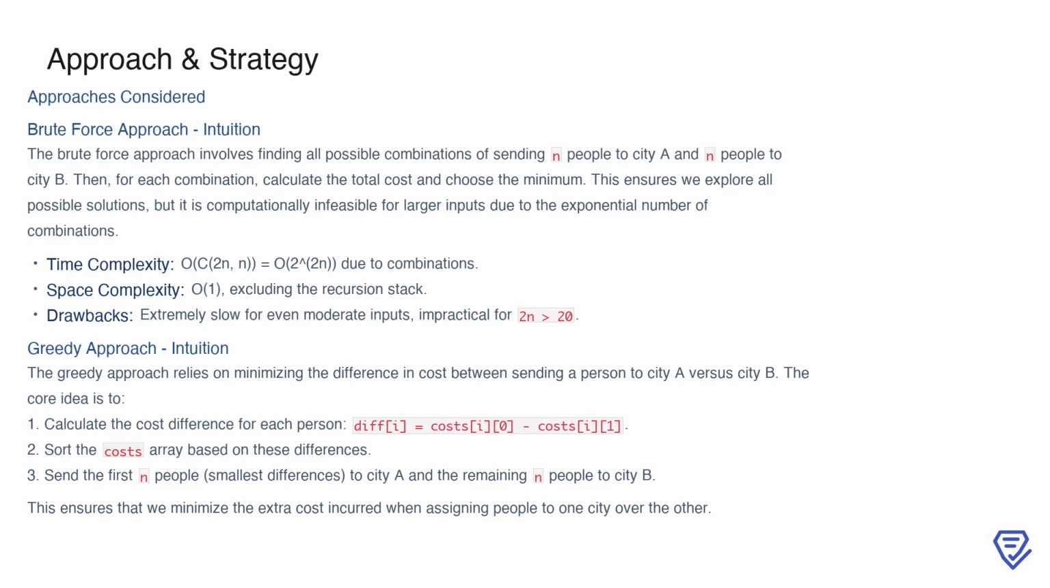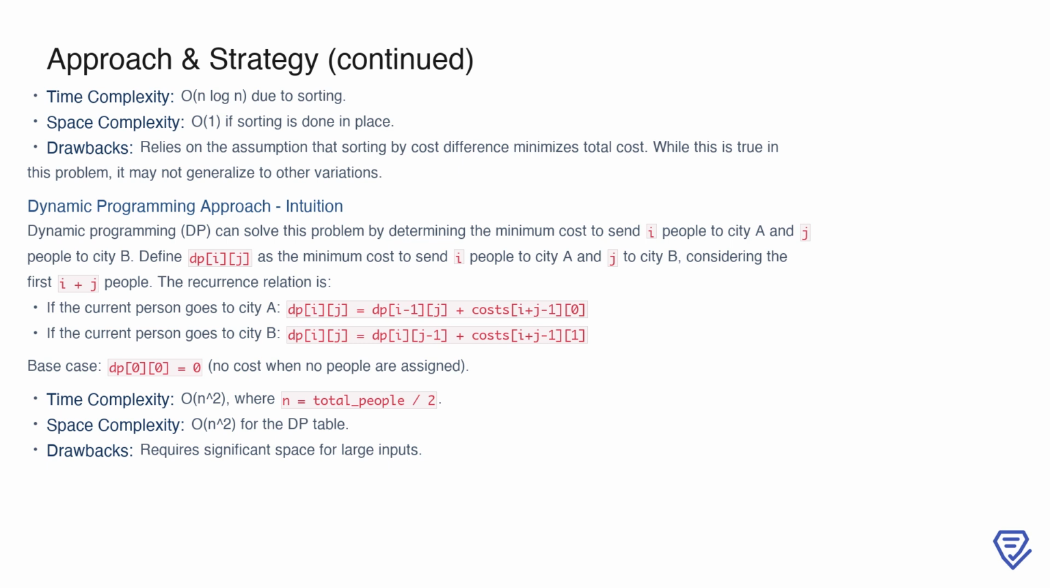This allows us to send the n people with the smallest differences to city A and the remaining n to city B. By focusing on minimizing the extra cost for each assignment, this approach is both efficient and intuitive. The greedy approach we just discussed has a time complexity of n log n, mainly due to the sorting step. It uses constant space if the sorting is performed in place, making it highly efficient.